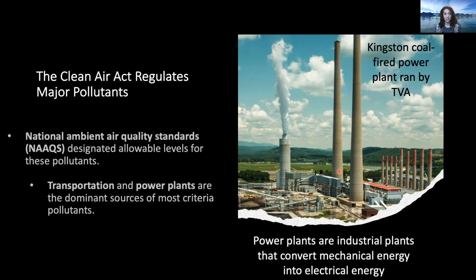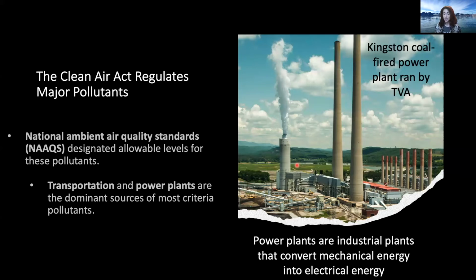Here I have an image of the Kingston coal-fired power plant that is run by the Tennessee Valley Authority. It is located in Kingston, Tennessee. This plant has 9 units that can generate approximately 10 billion kilowatt hours a year, and that's enough electricity to power approximately 700,000 homes. To meet that energy demand, this plant burns about 14,000 tons of coal each and every day. That amount of coal would fill 140 railroad cars.